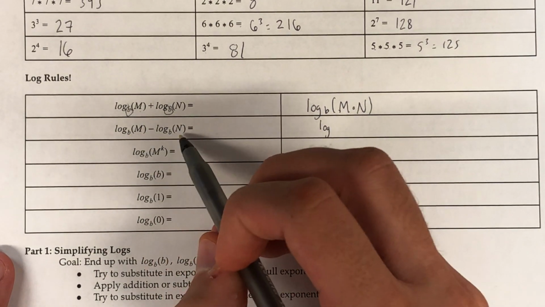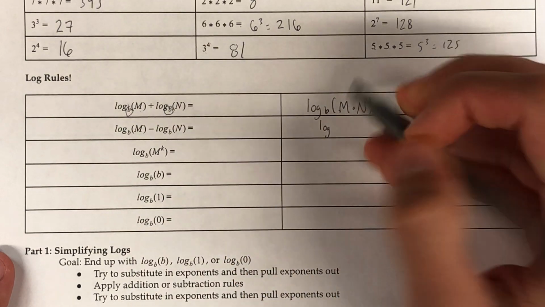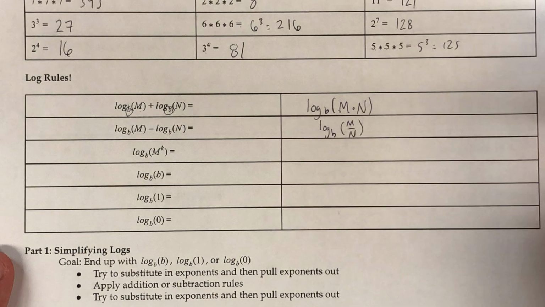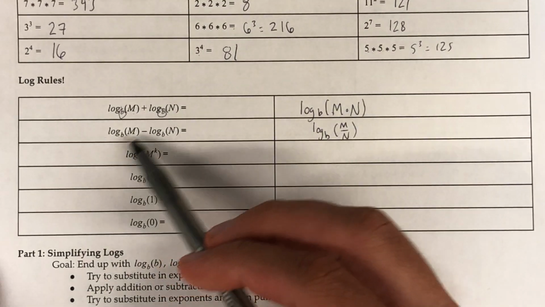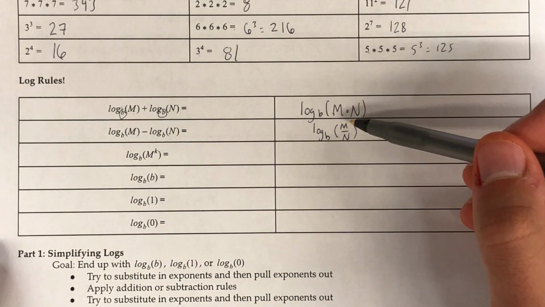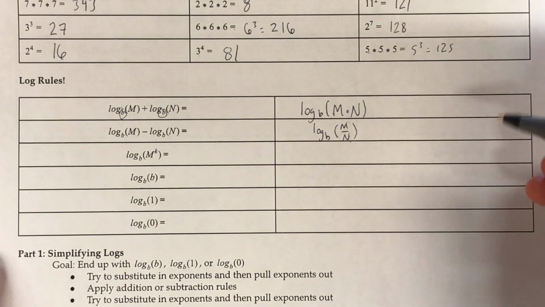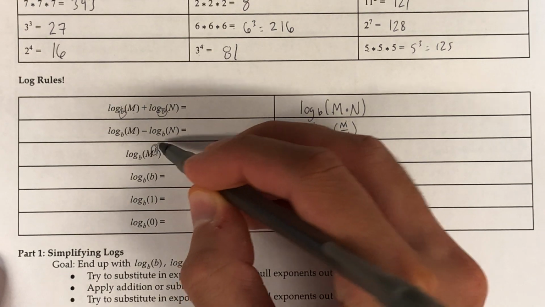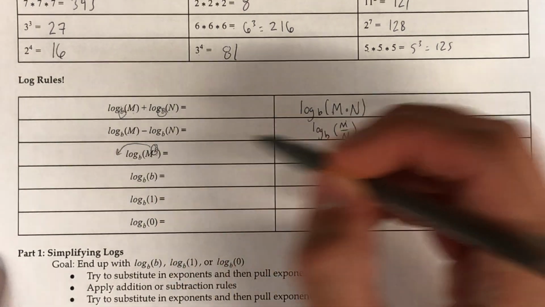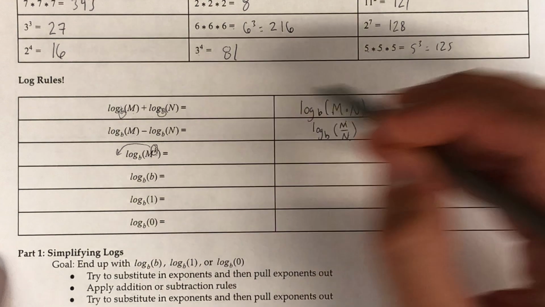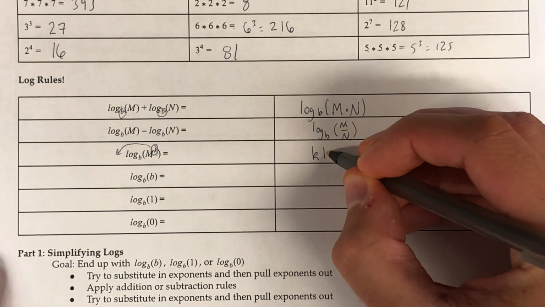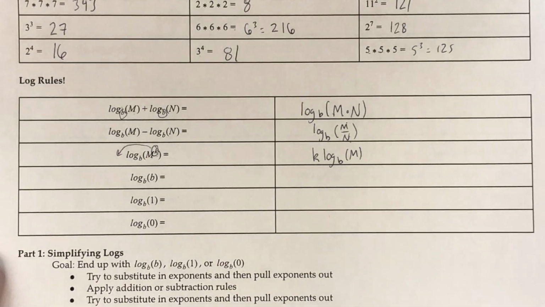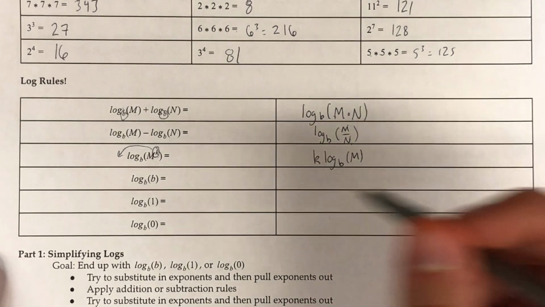Next, when you're subtracting, so when we added, we multiplied. When you subtract, you divide. So if you have log base b of m minus log base b of n, you divide m and n into one log. Next, when you have an exponent on the inside of your log, you can bring that out to the front. So log base b of m to the power of k would be k times log base b of just m, which can be helpful for simplifying.